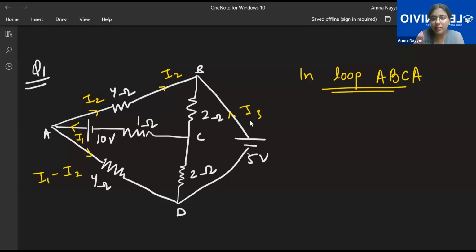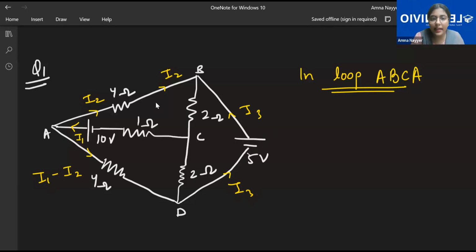So let's say in this branch the current is I3. And in one branch you will have just one current. Obviously two currents will not be flowing. So in this branch, let's say I3 is going. So I1 minus I2 is here. I1 was coming, I2 went off there. So I1 minus I2 is coming over here.